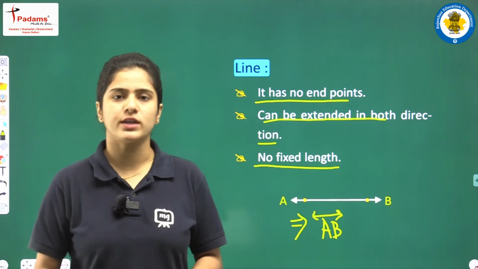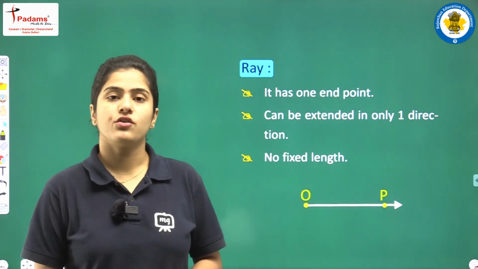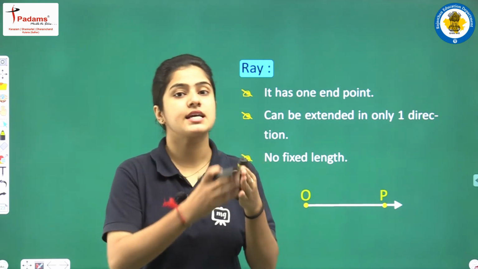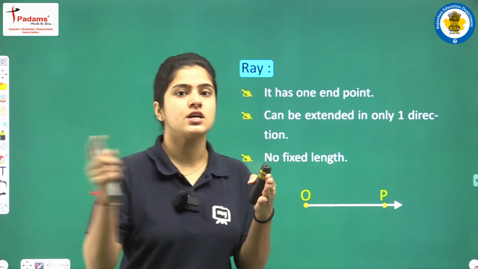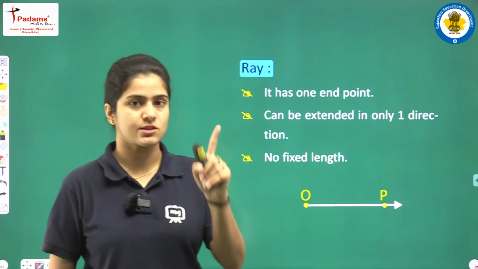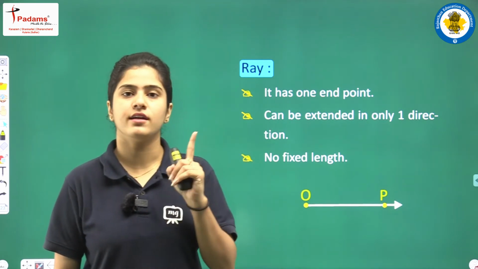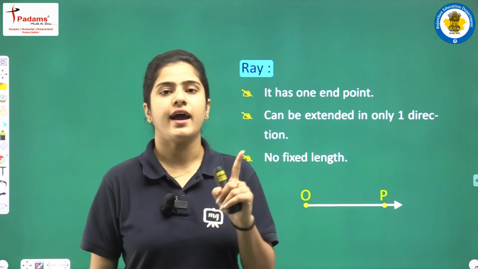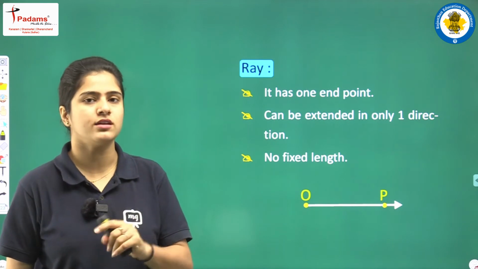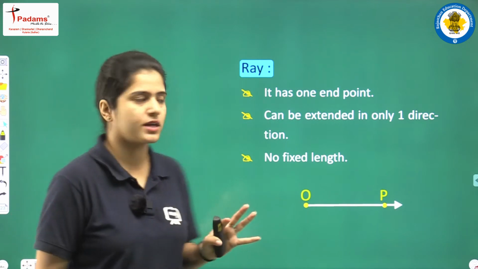Looking at the next part, what is that? It is a ray. What do you mean by a ray students? A ray is something that has only and only one endpoint, okay, and because it has one endpoint, it means that from the other direction it can be extended, okay students. So it has one fixed point, that is one endpoint, and it can be extended in only one direction, and that is why it has no fixed length, because it can be extended further in one direction. So it has no fixed length, okay students.